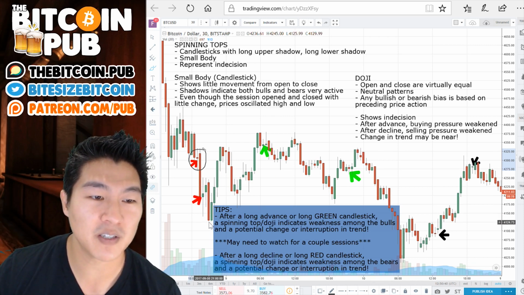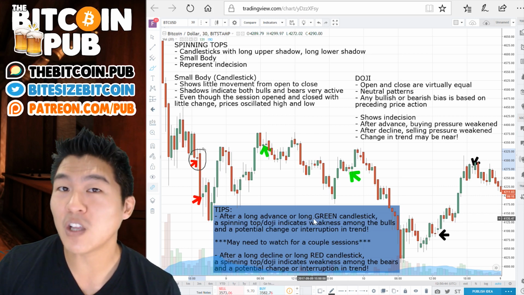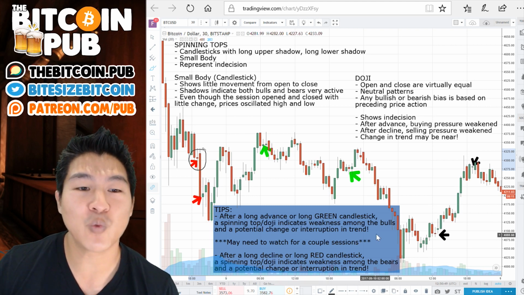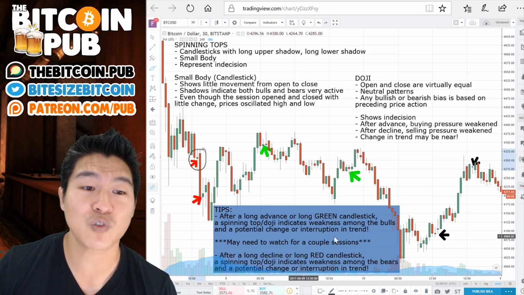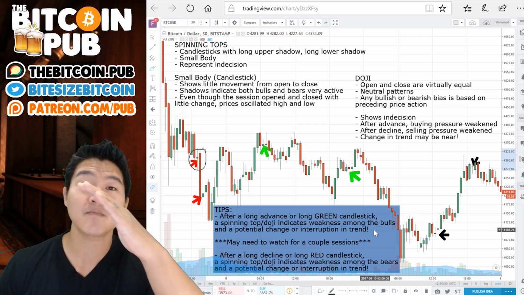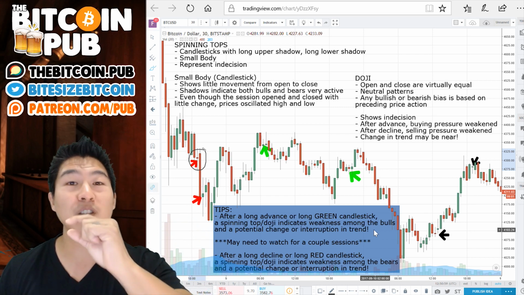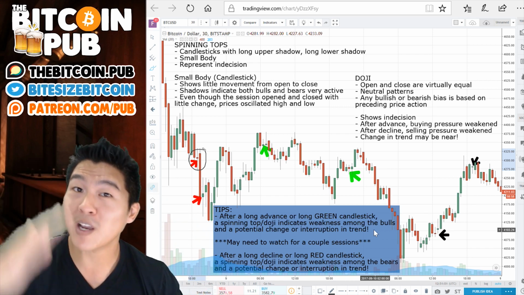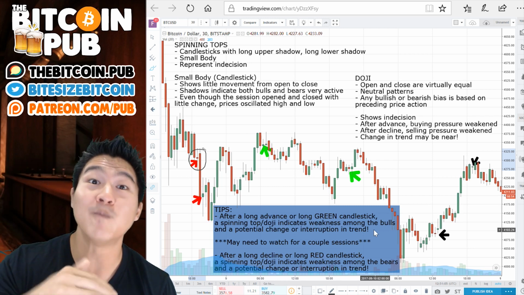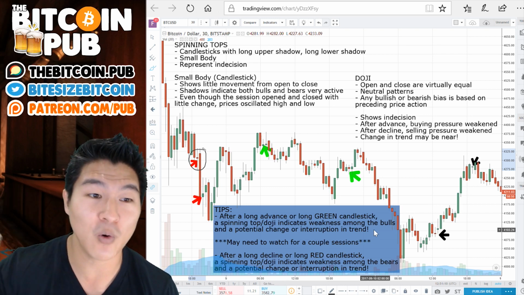Let's go down here to the tips. The tips say that after a long advance or a long green candlestick, a spinning top or a doji indicates weakness among the bulls and a potential change or interruption in trend. So if we have a major run-up and then we see a doji or a spinning top, this means that there might be an opportunity for the trend to reverse, or we might need to see a couple more sessions to see if it will continue to go up.